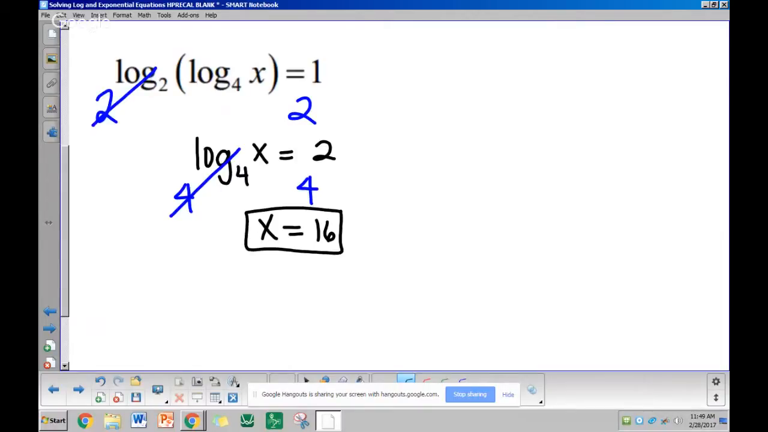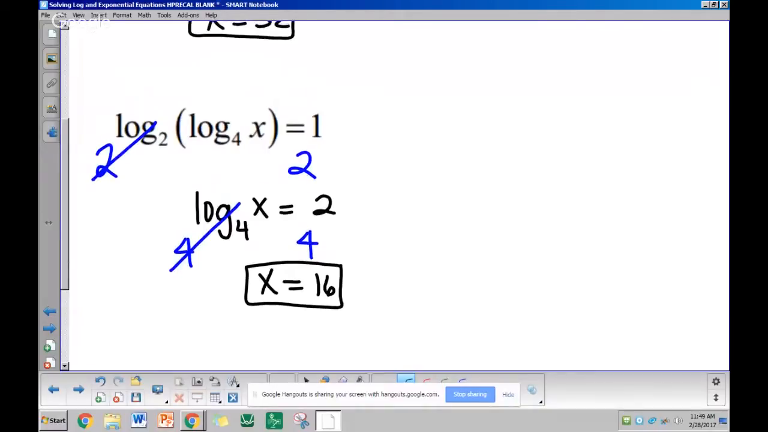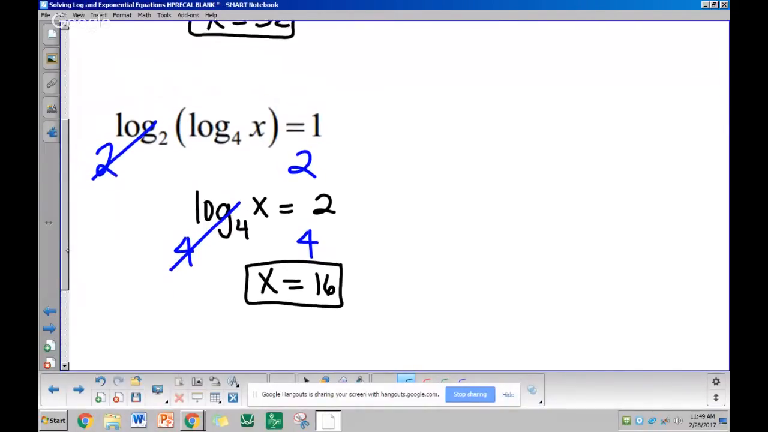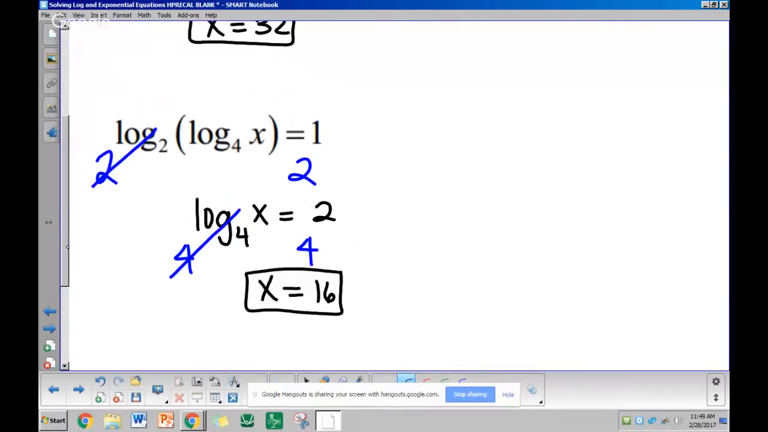So if you had one of these on the test that was 5 logs nested together, would you freak out? No, you just go one at a time. You have to exponentiate a lot of times but you get there. Okay?